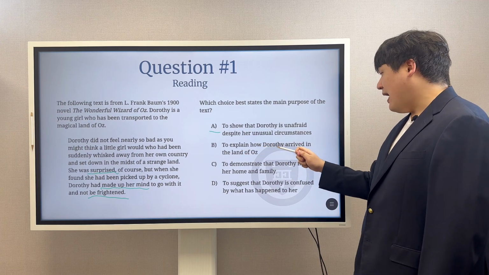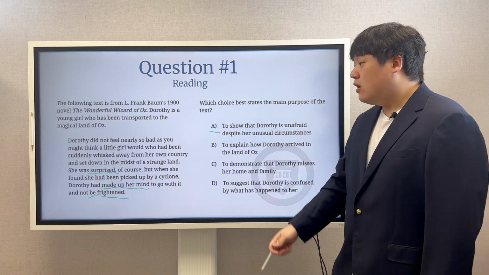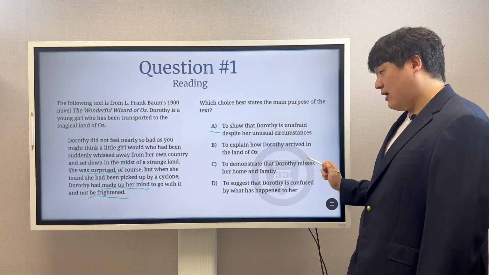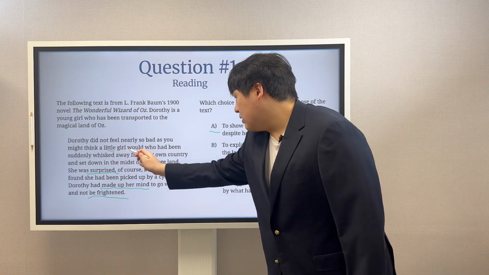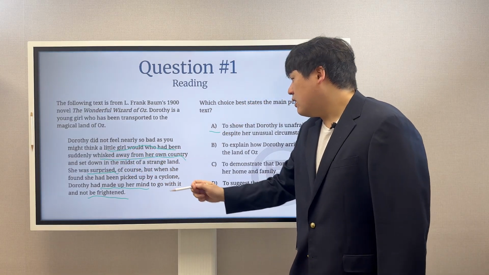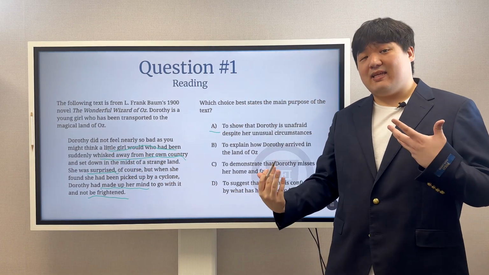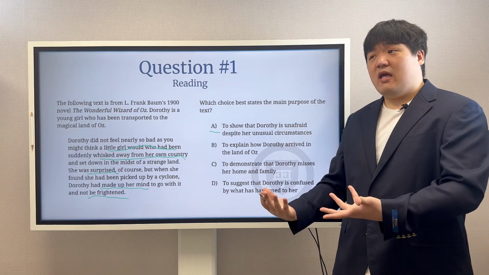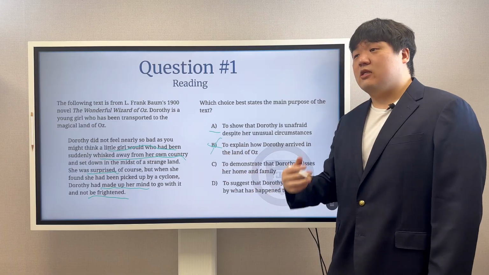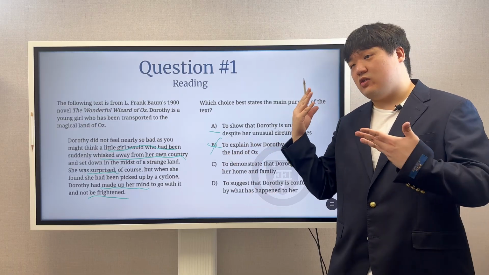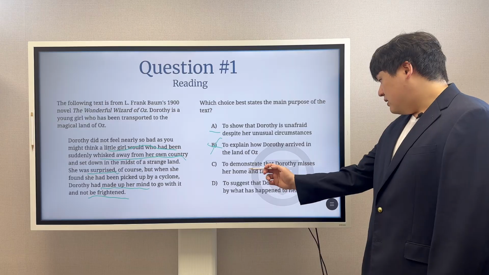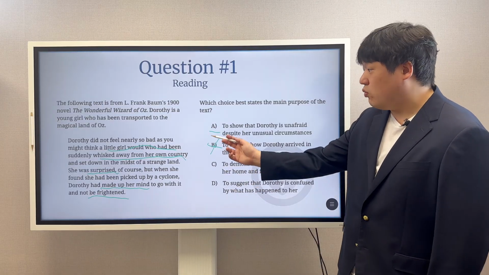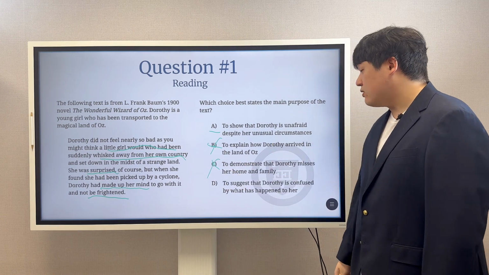B, to explain how Dorothy arrived in the land of Oz. The only part of this entire passage which refers to how Dorothy arrived is this singular line, which, as you can probably guess, because it's near the beginning and it's not elaborated upon, probably isn't the answer. There's just not enough within the passage that directs your attention towards it. C, to demonstrate that Dorothy misses her home and family. Okay, that's not mentioned whatsoever, so you know that C is wrong.